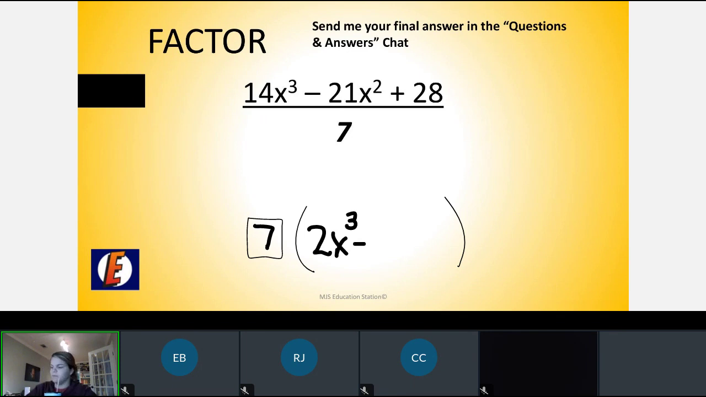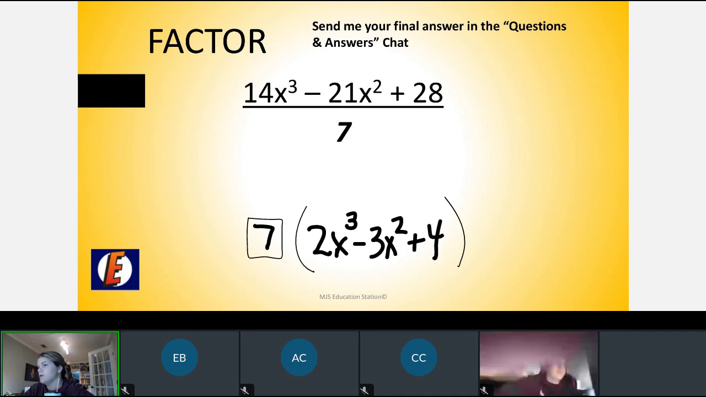So for those of you maybe that need a little bit of help, negative 21 divided by 7 would give me minus 3, and then my x squared. 28 divided by 7 is 4. Okay?